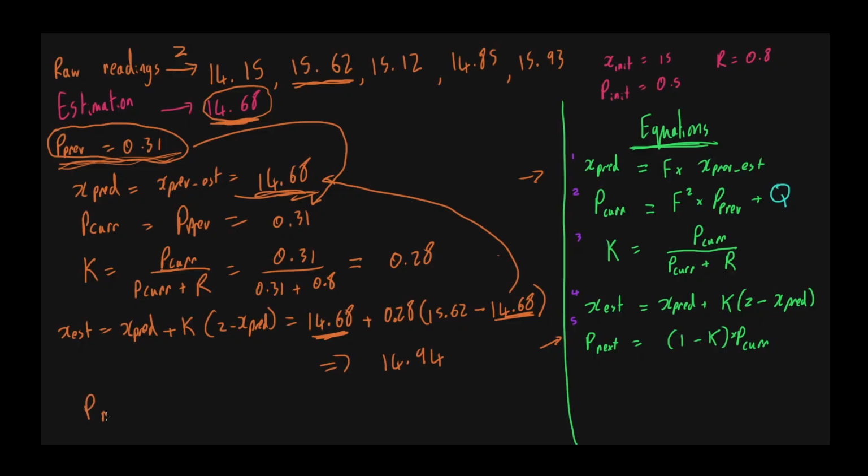Now P next, we've got to do our next P, our next state error covariance. We do 1 minus K multiplied by the P current, and P current is 0.31. Oh, sorry, let me just write the equation.